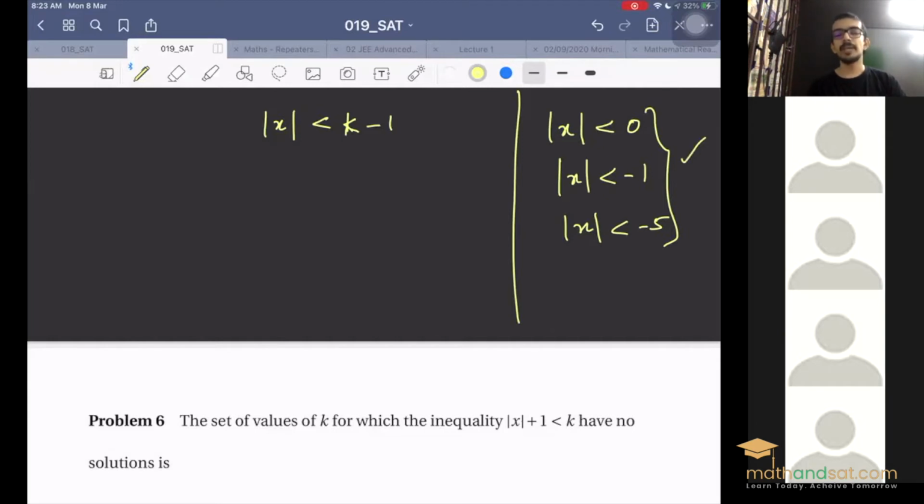Because, you know, absolute value can never be negative. So, if somebody is telling you mod x is less than 0, that doesn't make sense. Similarly, if somebody is telling you mod x is less than minus 1, doesn't make sense. Mod x is less than minus 5, doesn't make sense.